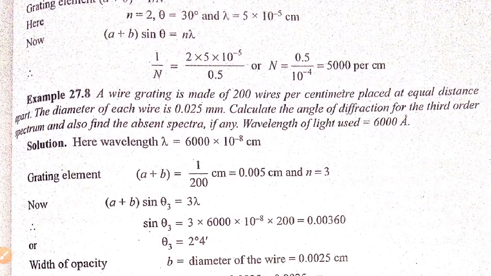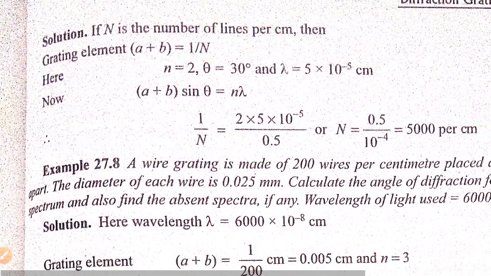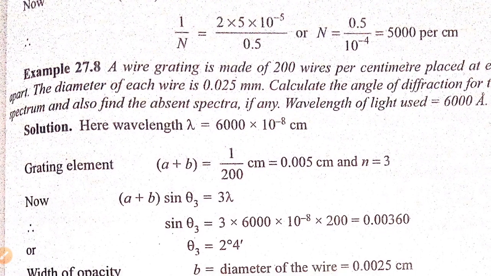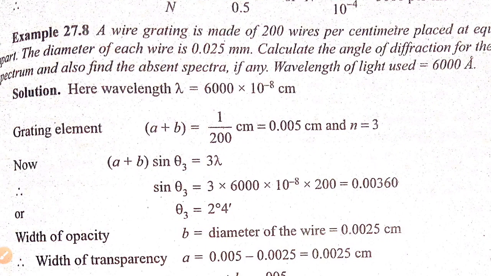Further, a wire grating means wire is used as the lines of a grating. So a wire grating is made up of 200 wires per centimeter placed at equal distance apart. The diameter of each wire is 0.025 mm. Calculate the angle of diffraction for the third order spectrum and also find the absent spectra, if any. The wavelength of light used is 6000 angstrom. Lambda is given, write down this one.